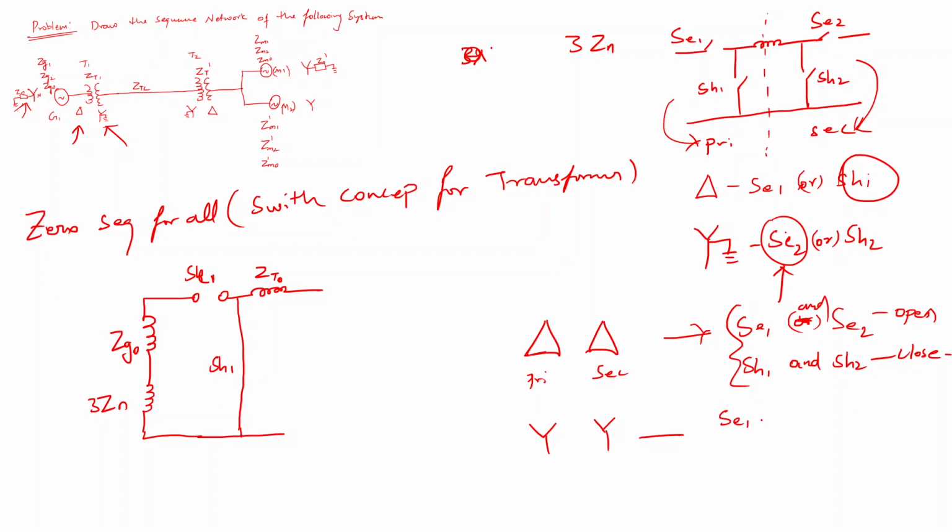Okay, similarly, if I have it like this, tell me the condition. What about SE1? What about SE2? Sir, everything is open. Everything is open? Very good. SE1, SH1, SE2 and SH2, all four are open. Why? Because there is no neutral to ground. Suppose I have it like this, then SE1 and SE2 are closed. Very good. These are closed and these are open. Now you understand the concept, right? Now tell me, in this problem, I will go to the next slide.